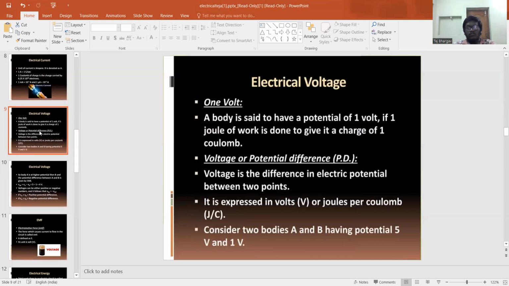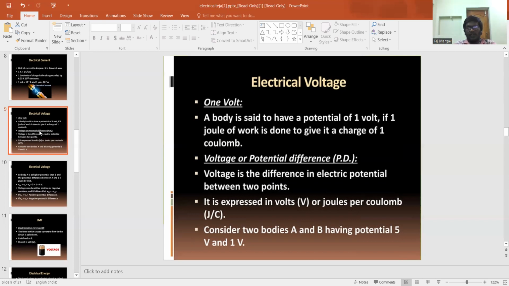Electrical voltage. 1 volt: a body is said to have a potential of 1 volt if 1 joule of work is done to give it a charge of 1 coulomb. Voltage or potential difference, or PD: voltage is the difference in electrical potential between 2 points. It is expressed in volts or joules per coulomb, J by C.